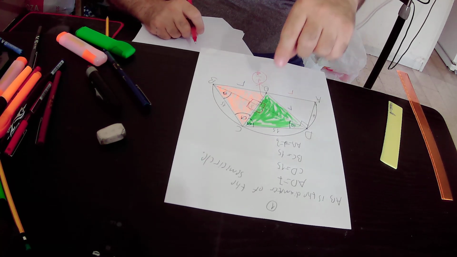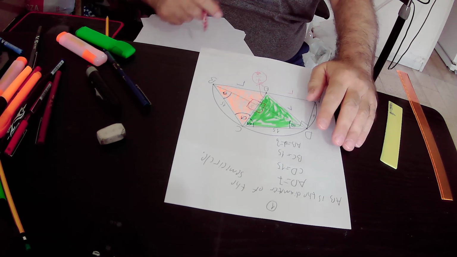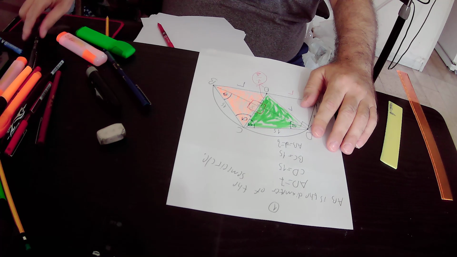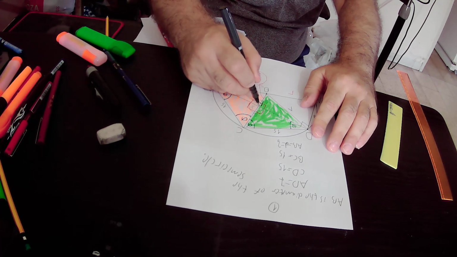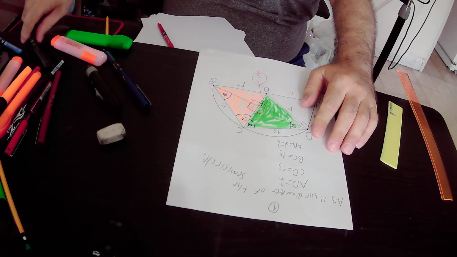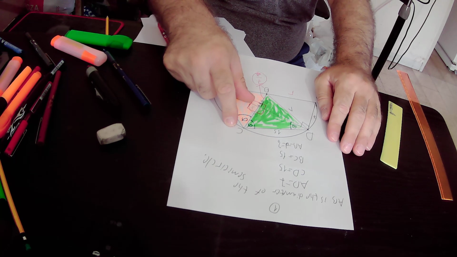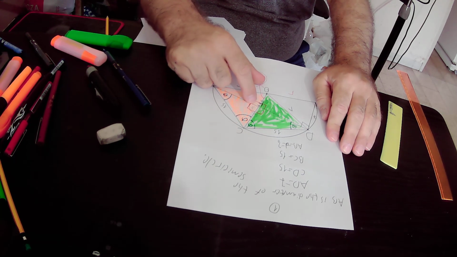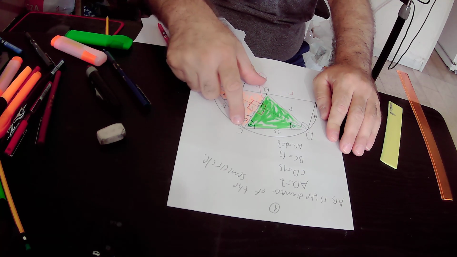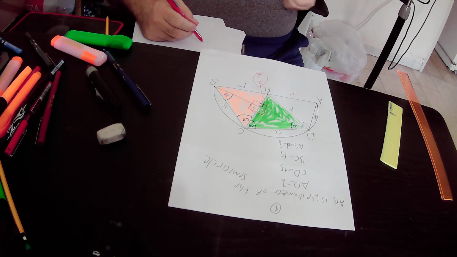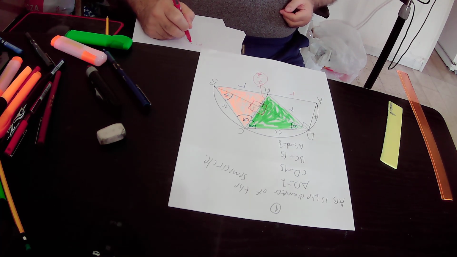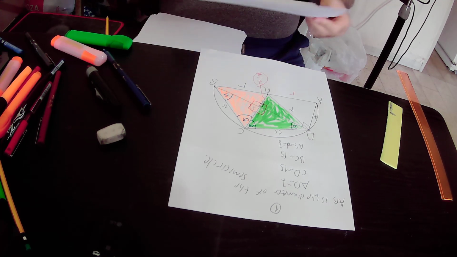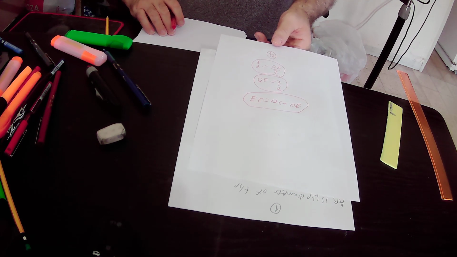And what is the value of EC? This is point E. The value of EC is actually equal to OC minus OE. Again, EC equals OC minus OE.